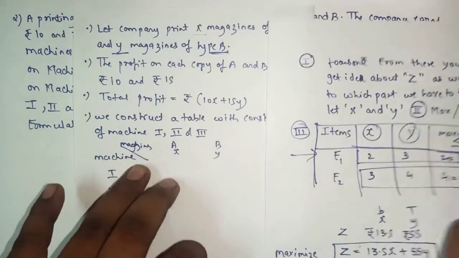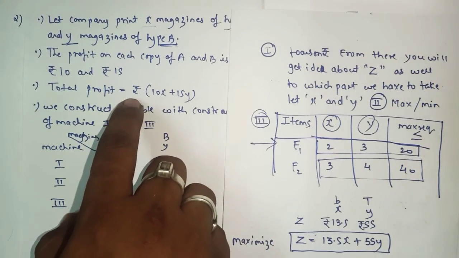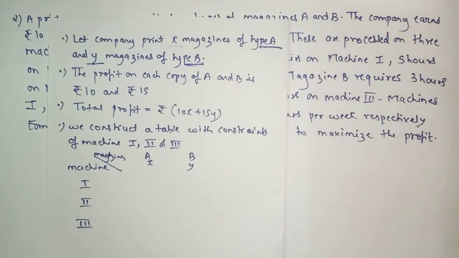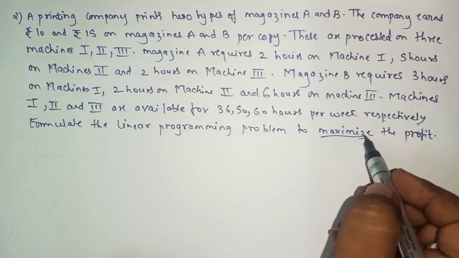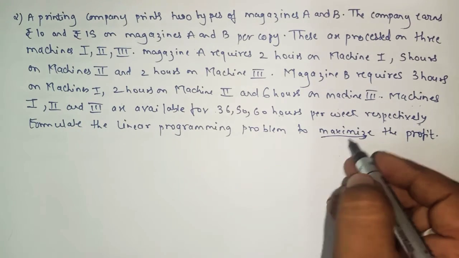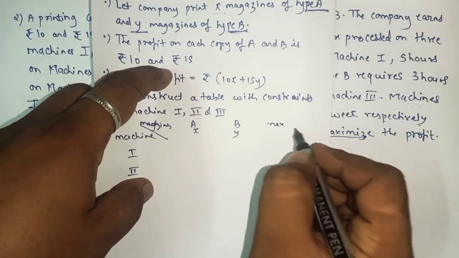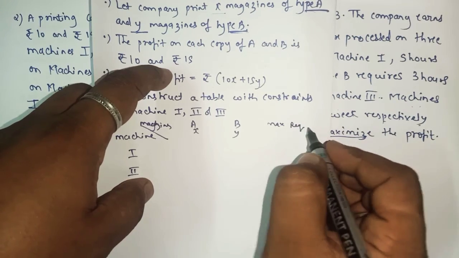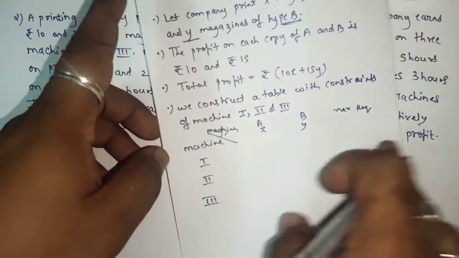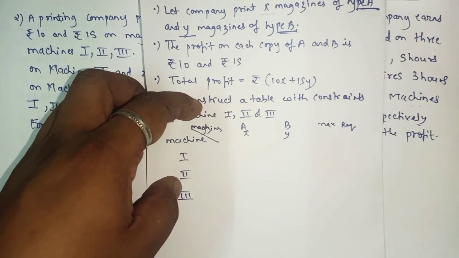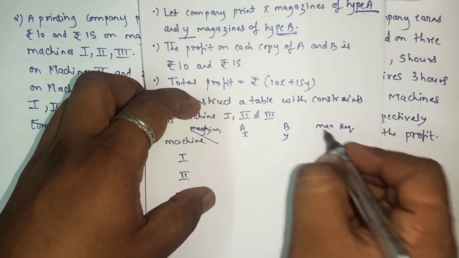So according to the concept, as we got X and Y, we got the Z also, yes or no? Now we'll see the sum. It is based on maximize or minimize. As it says we have to formulate the linear programming problem to maximize, the third column will be the maximize requirement. Understood? What do you mean by maximize? Maximize means less than or equal to. Again the second sum is based on less than or equal to only. Yes or no?